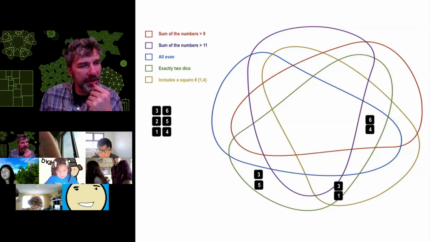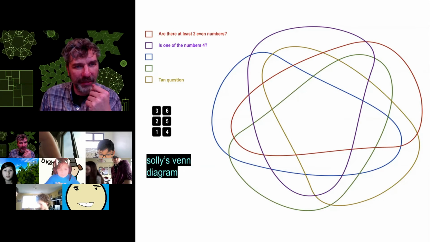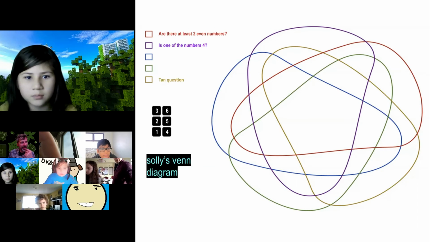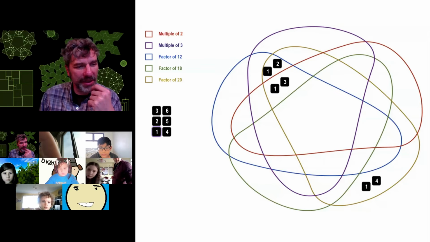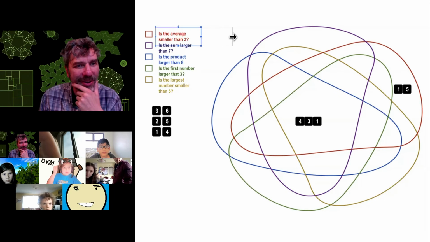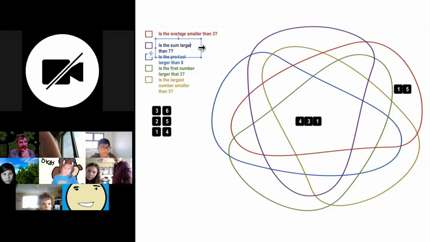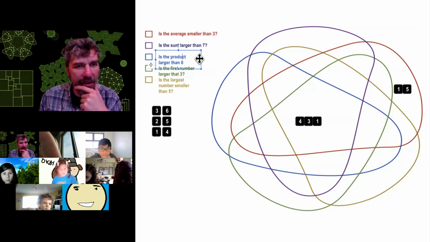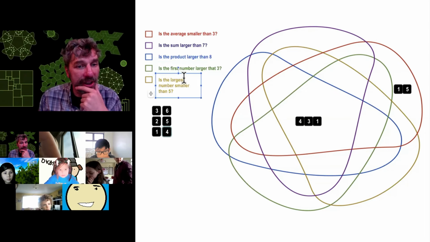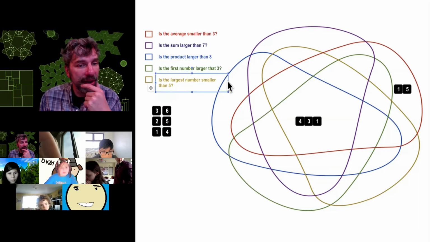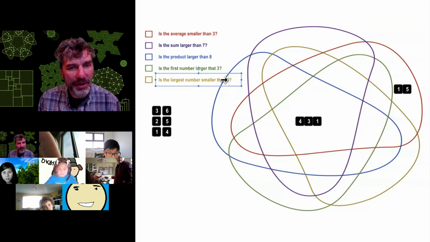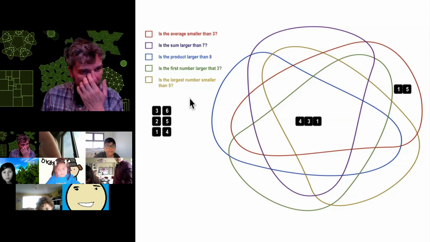So Solly, that's okay. Solly's Venn diagram. So you have asked, are there at least 2 even numbers? Is one of the numbers 4? I got it. Okay. I'm just going through the other people's presentations now. Is the average smaller than 3? Oh my goodness, cool. I'm going to lengthen these out. Yeah, this is mine. Okay, is that Seth? Yeah, this is my slide. Okay, I'm just lengthening these out. Is the first number larger than 3? Okay, so you've ordered the numbers. Is the largest number smaller than 5? Right, well, maybe this one I can make smaller. Is the largest number smaller than 5?